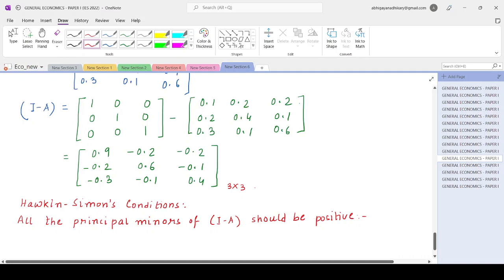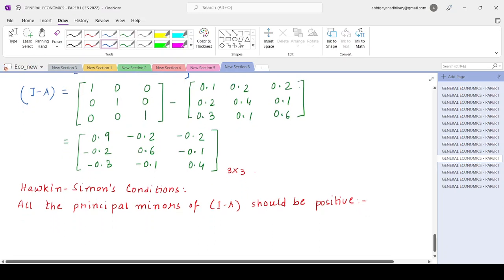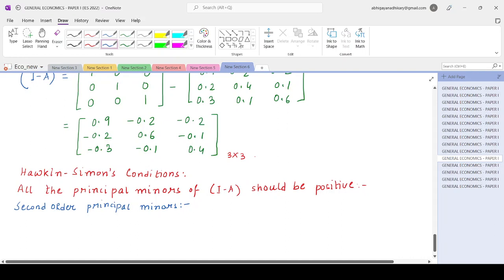Now, how do you obtain the principal minors? Suppose you want to find the second order principal minors, which is the most relevant one. What you have to do is eliminate row 1 and column 1, and take the determinant of the sub matrix that remains: 0.6, minus 0.1, minus 0.1, 0.4, and check if it is positive.